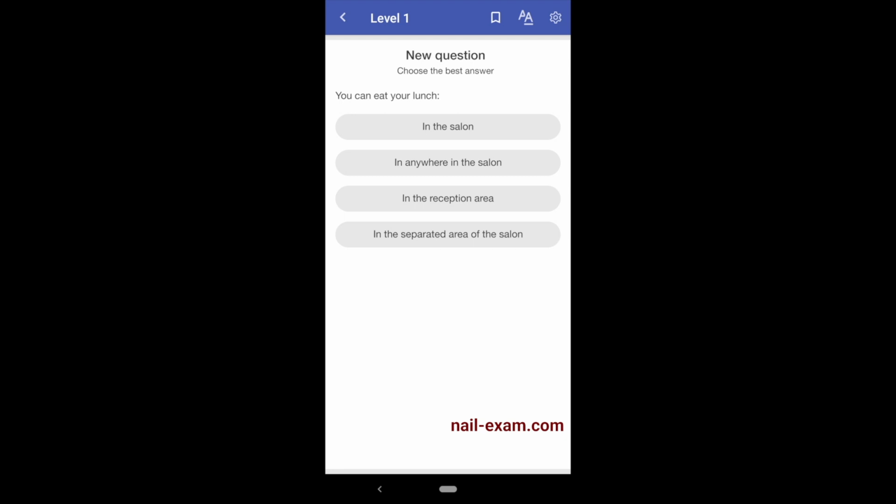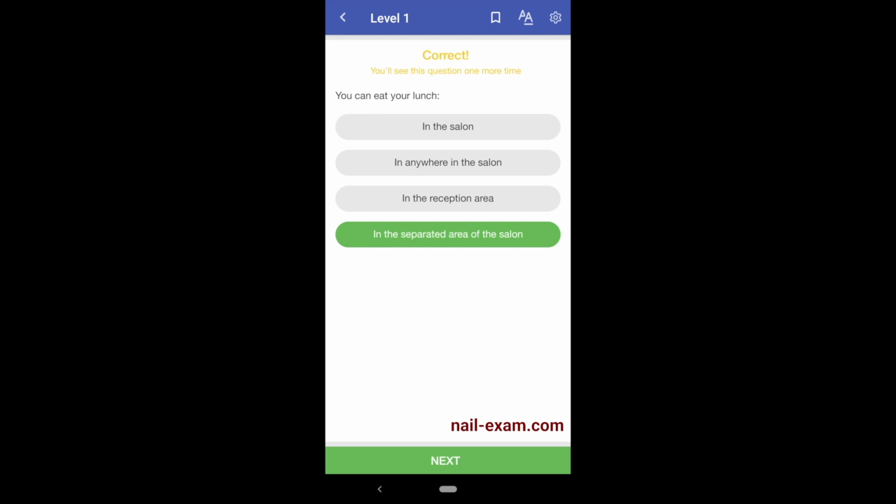You can eat your lunch. Answers: A. In the salon. B. Anywhere in the salon. C. In the reception area. D. In the separated area of the salon. The answer is D.